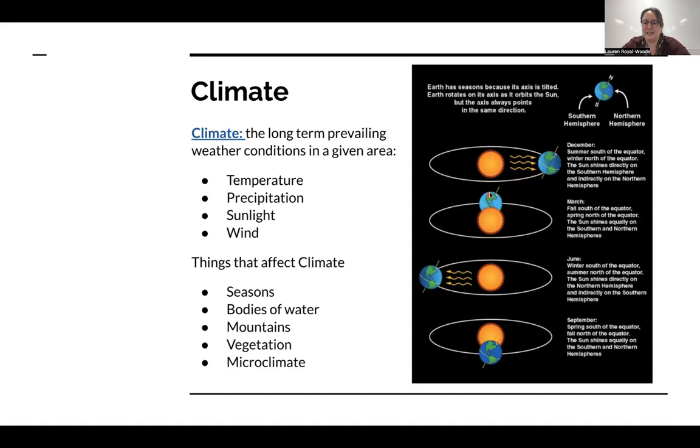So around March, they're experiencing fall in the southern hemisphere, and we're experiencing spring. And then we go to summer in June. Again, we're pointing towards the sun, the upper half, the northern hemisphere. So the northern hemisphere is having summer. Because the southern hemisphere is pointing away, they're having winter. So yeah, if you fly down to Australia during our summer, bring a coat, they're having winter.